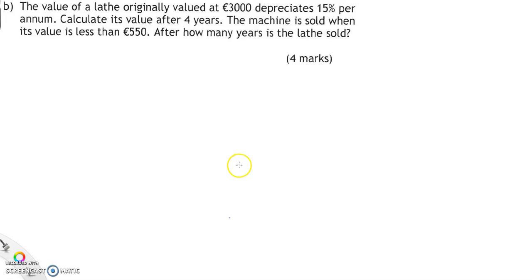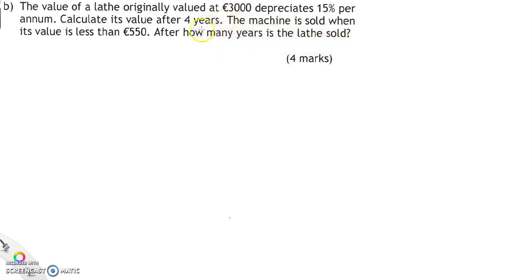Now, the value of a lathe originally valued at 3,000 depreciates 15% per annum. Calculate its value after 4 years. And then the next part will be the machine is sold when its value is less than 550. After how many years is the lathe sold?